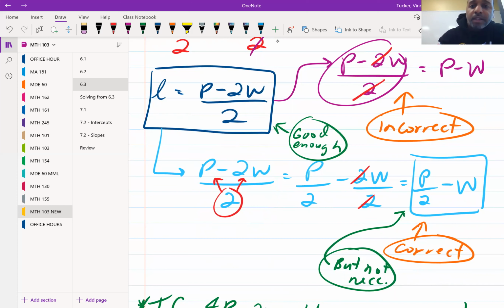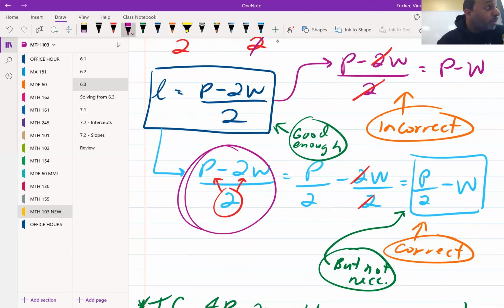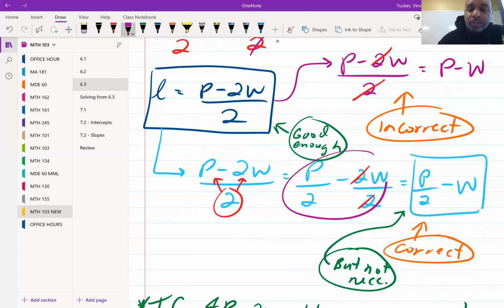The main thing is that here, you're only dividing 2 into the 2W, but to simplify properly, this 2 has to divide into both terms in your numerator. Okay? And so that's what makes it correct. So notice here, we have P over 2 and 2W over 2. The 2 can now cancel, which is what we want to do, but we still have P over 2, and that can't go anywhere. So that is the correct answer.